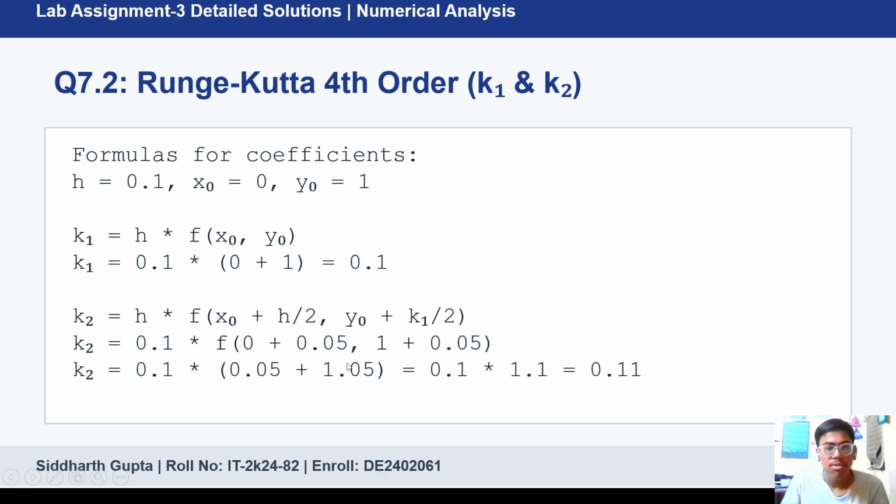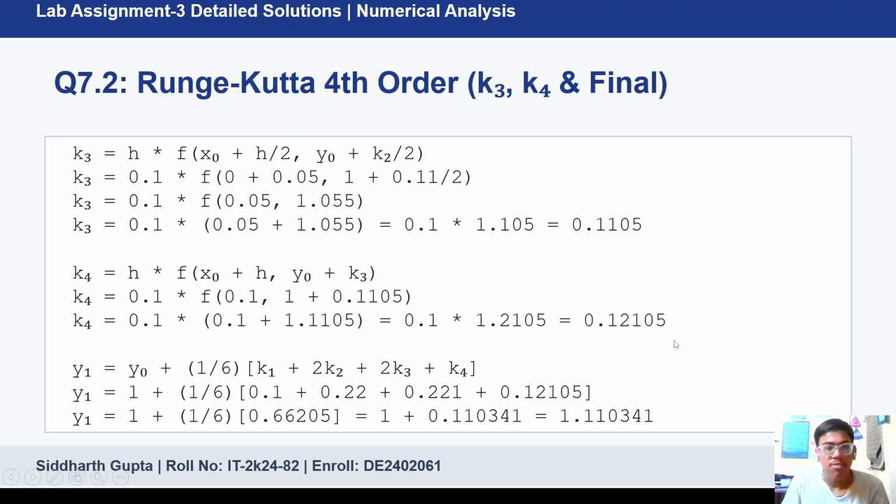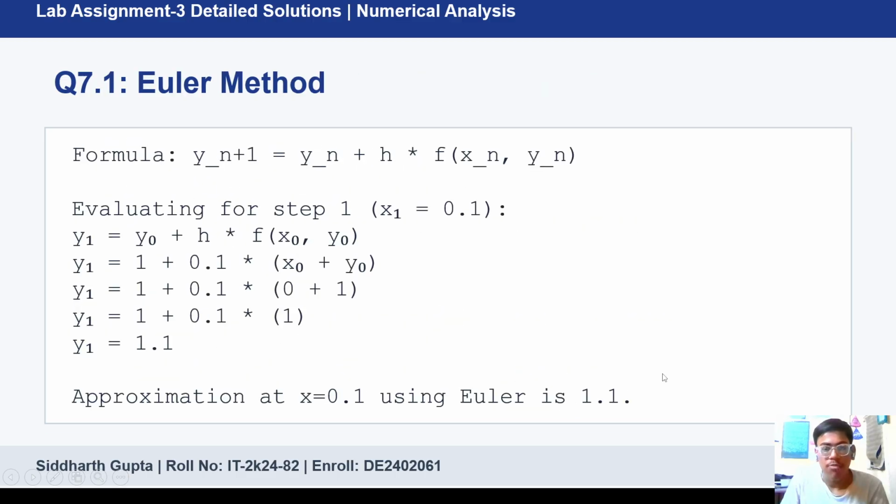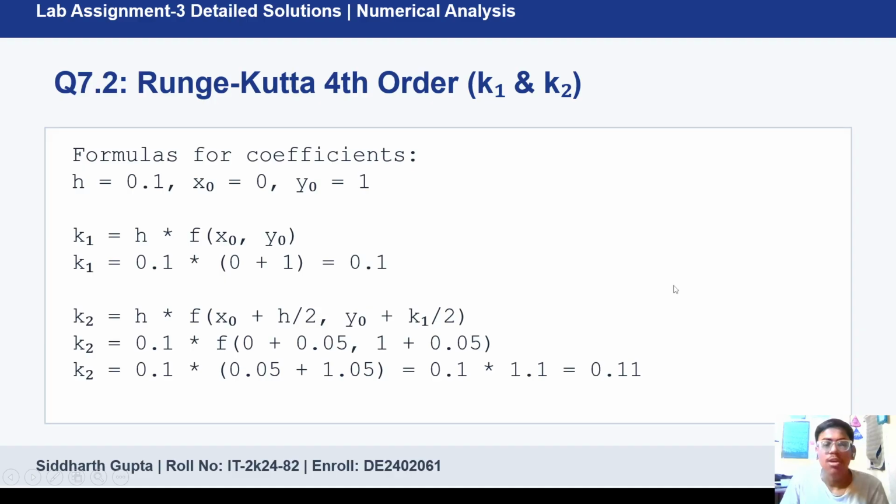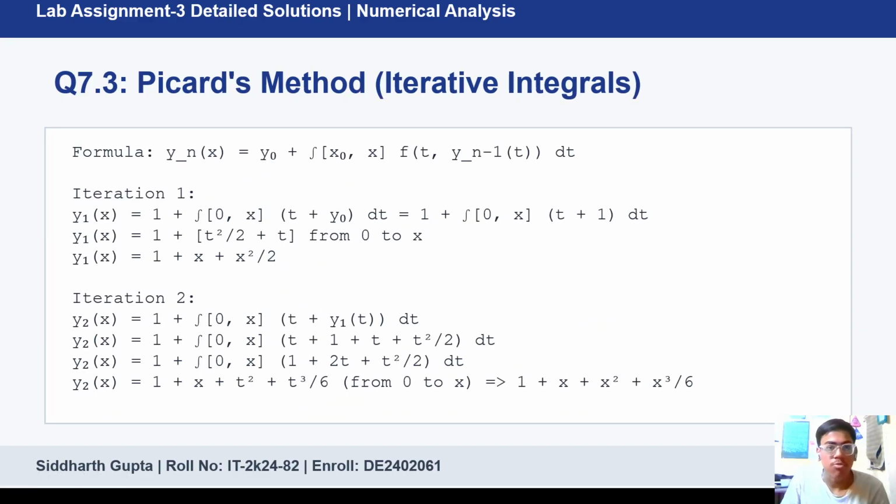Now what we will do? It will be 0.05 plus 1.05, and f of this will be equal to 0.05 plus 1.05 into 0.1. So it will come around 0.1. K2 is this. Similarly, we will find K3 and we will find K4. And as you know, y is equal to y0 plus K1 plus 2K2 plus 2K3 plus K4 by 6. So we will find y1, and we needed to find y1 only. So here the answer is 1.11, and from Euler also the answer was 1.11. So Runge-Kutta is more proficient and it is better.